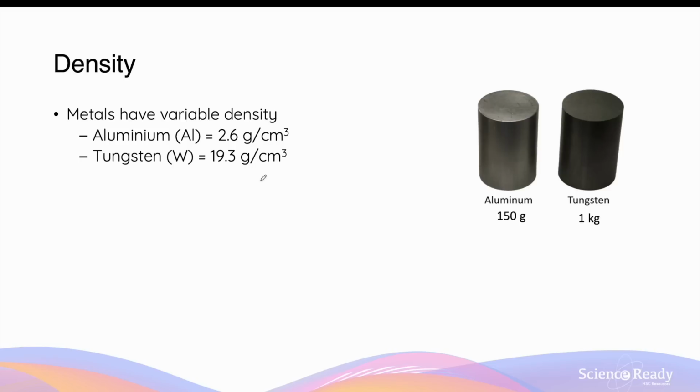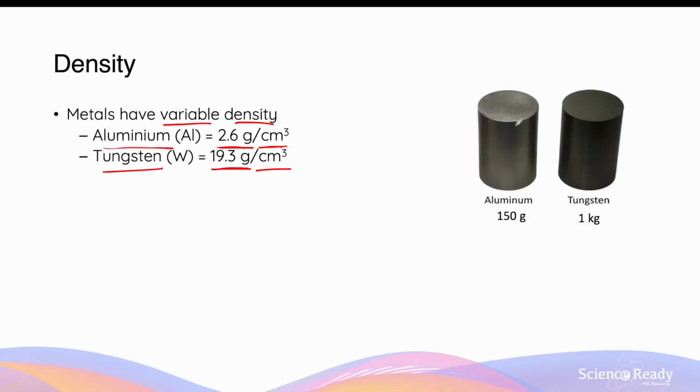Now, even though we saw that some metals have the highest density of all the elements, metals in general actually have quite a variable density. As an example, aluminium, which is a common metal that we find in some of the appliances like aluminium cans or foil, has a relatively low density for a metal at 2.6 grams per cubic centimeter. Tungsten, on the other hand, has a much higher density of 19.3 grams per cubic centimeter.